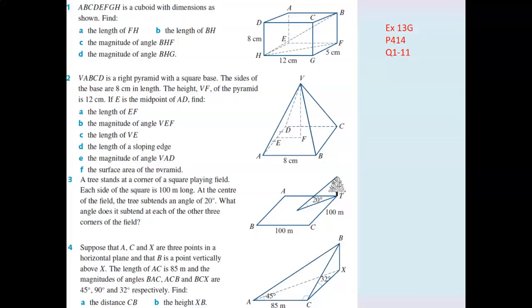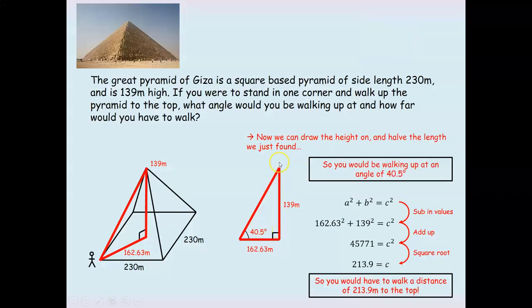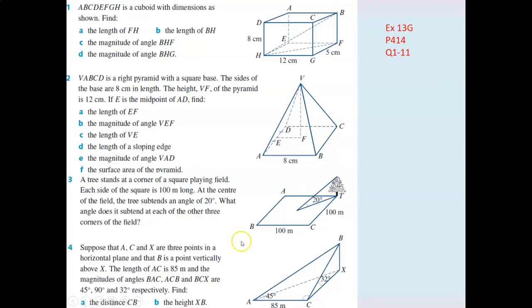Okay, that should be enough for you to work through questions 1 to 11 from exercise 13G now. Remember, at each step, draw yourself a right-angled triangle, fill in the information that you need, and work it out. Be really clear as well with labelling vertices so you know which triangle you're working on.